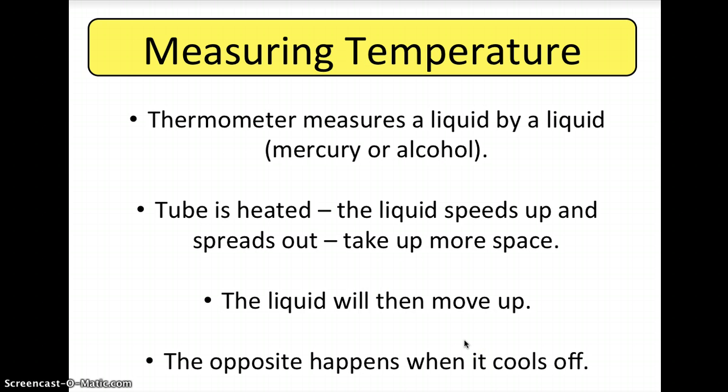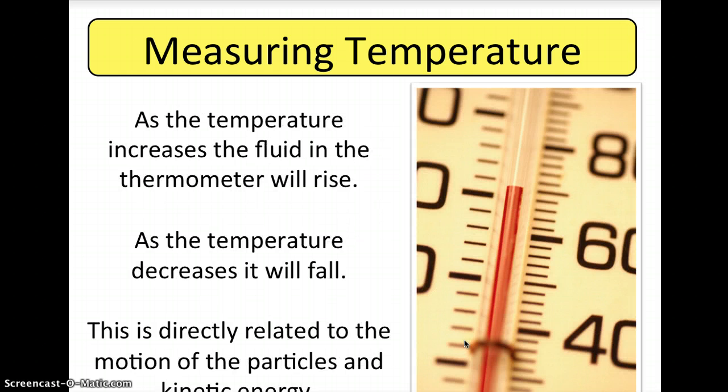Okay, so how do we measure temperature? Well, you know that we measure temperature using a thermometer. A thermometer is a tube with a liquid in it, and as the tube is heated, the liquid speeds up. The kinetic energy of those particles in the liquid speeds up. The collisions cause the liquid to expand, spread out, and take up more space, and we read that as a greater temperature. The opposite happens when the liquid is cooled.